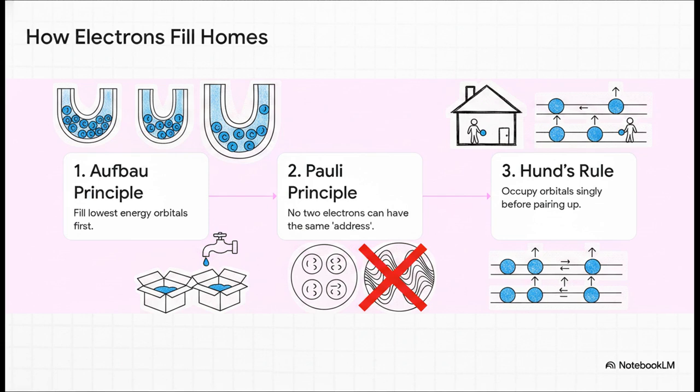And there are specific rules for how electrons settle into these orbital homes. First, they always fill the lowest energy spots available, kind of like water filling a container from the bottom up. Second, no two electrons in an atom can have the exact same quantum address, or set of properties. And third, electrons prefer to have an orbital all to themselves before they're forced to pair up with another one.